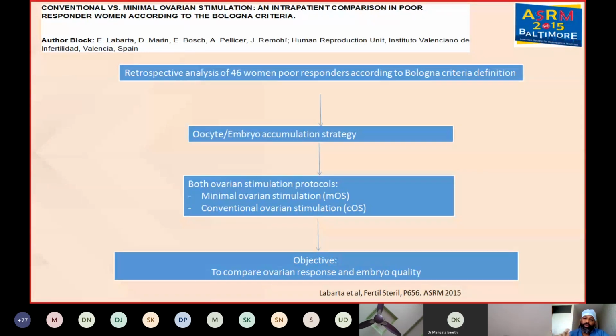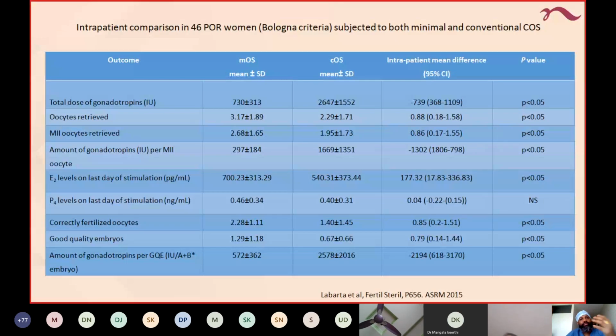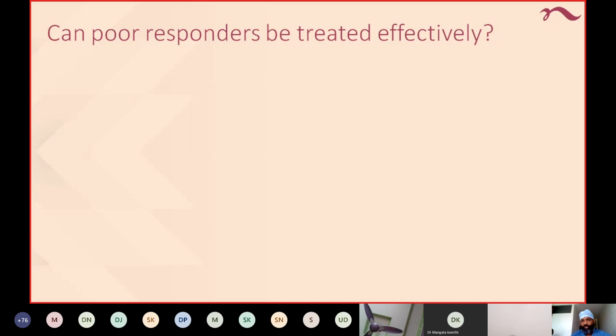When the embryo quality was compared, to their surprise, they found that the minimum ovarian stimulation group had better quality of eggs, a better number of eggs, much better progesterone values, and more good quality embryos compared to the conventional protocol. So in low responders, it is always better to use minimal stimulation.